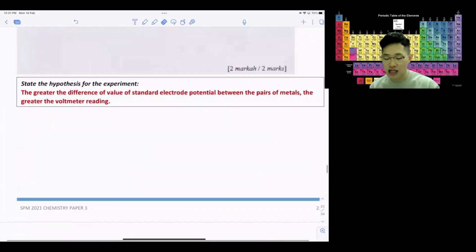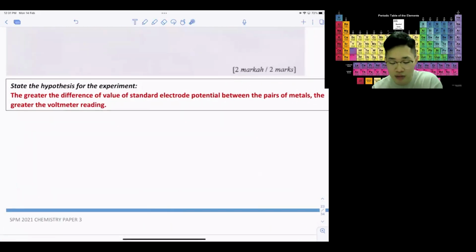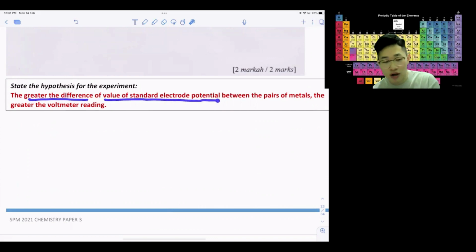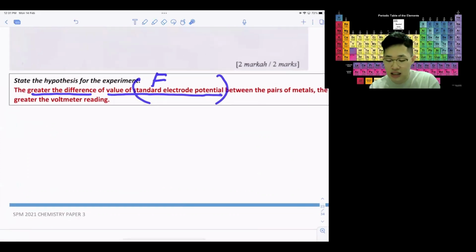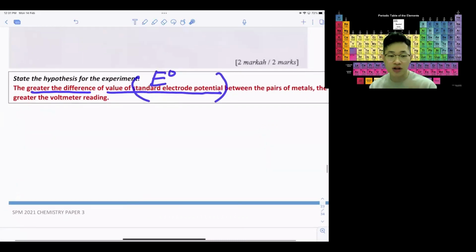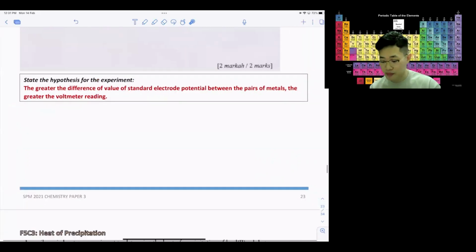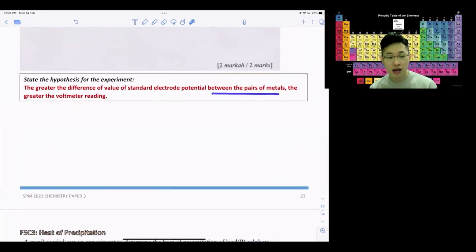And then here, hypothesis. This question doesn't have a hypothesis. If they ask you for a hypothesis, this is how you give it. The relationship between your MV and RV: the greater the difference of value of standard electrode potential, the EO, or we call it potential difference, between the two metals, the greater the voltmeter reading.